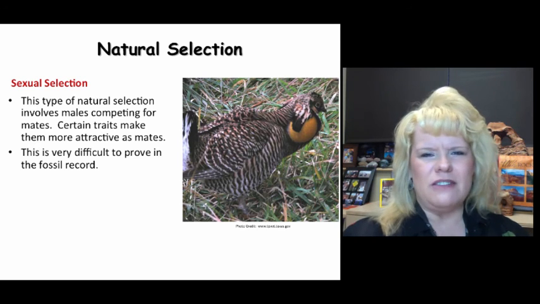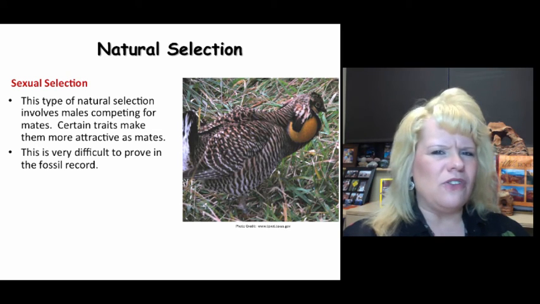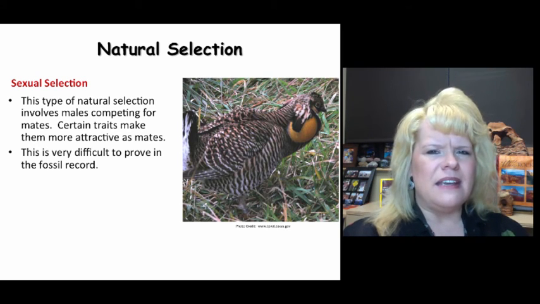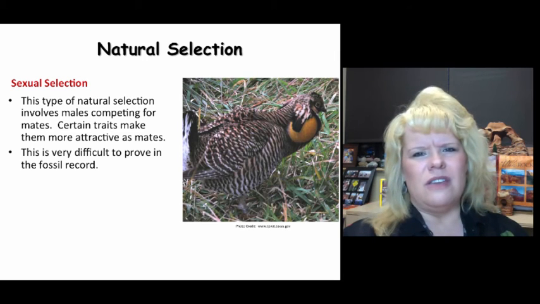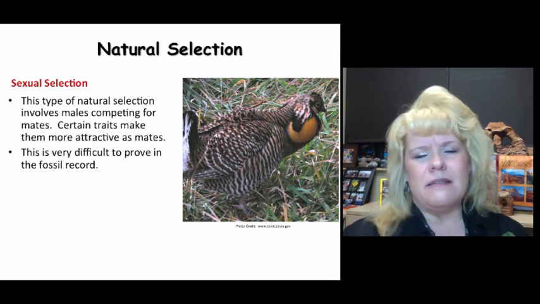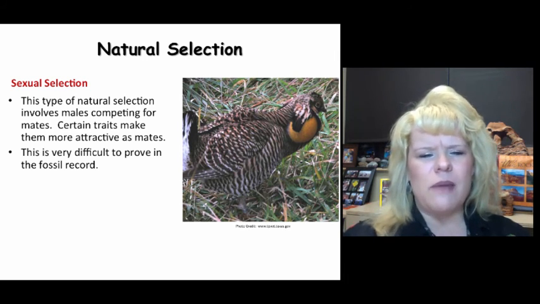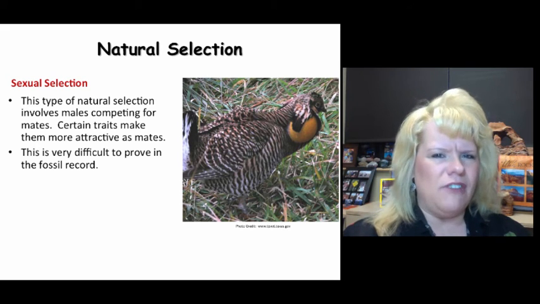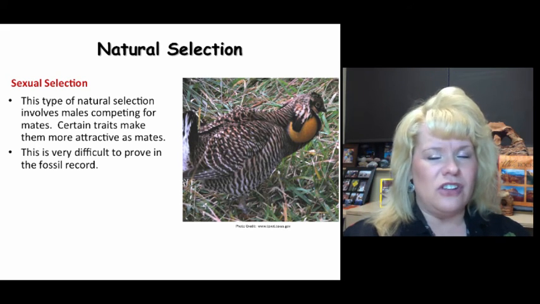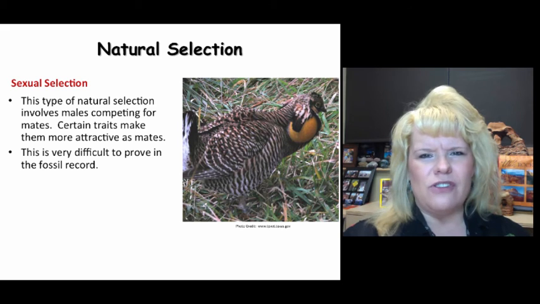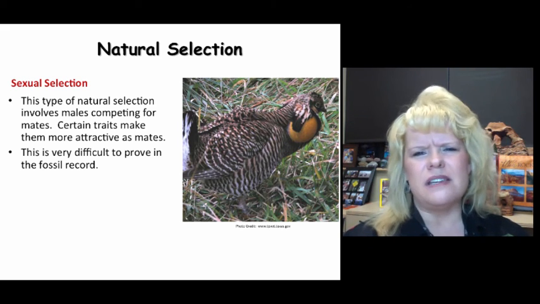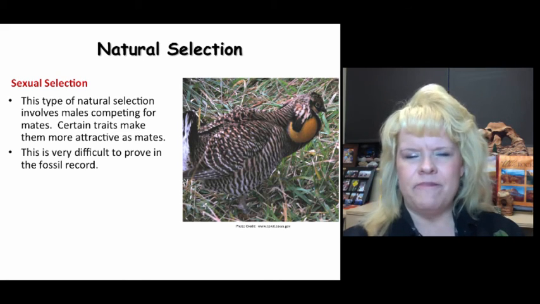So when you talk about sexual selection, there's some kind of trait that, when males are competing for a mate, the females select based on these favorable traits the male counterparts may have. Obviously, sexual selection is difficult to prove in the fossil record since we don't have all of their physical traits preserved, but we can certainly see it in modern biology.